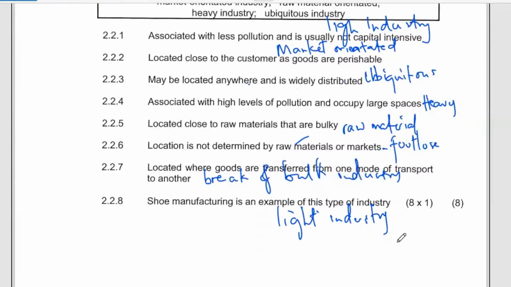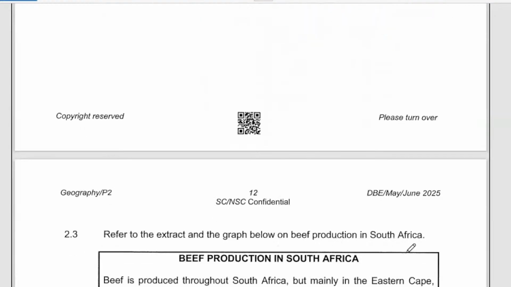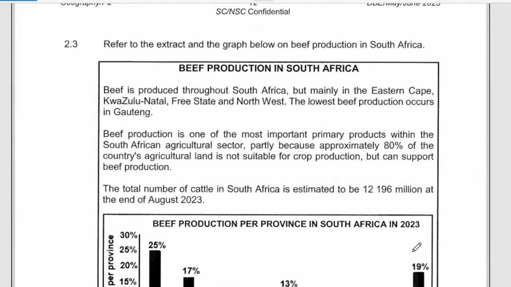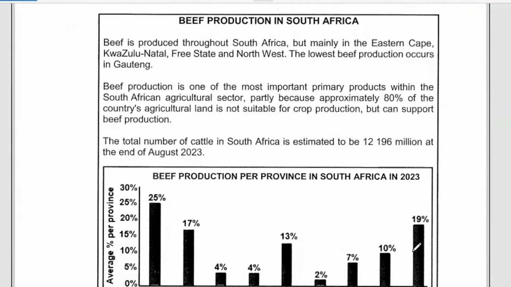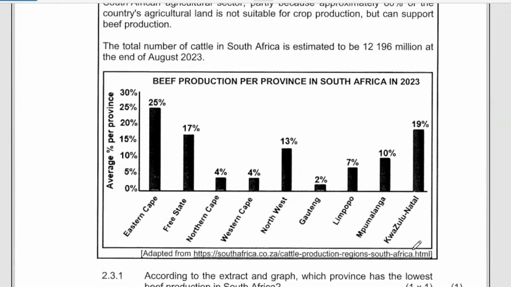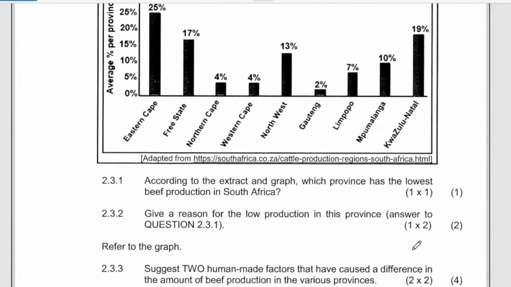Right, that brings us to the end of question number 2.2. We move on to question 2.3. Beef production in South Africa. It's an extract which is explaining the situation of beef production in South Africa. Right, the first question is saying, why according to the extract and graph?